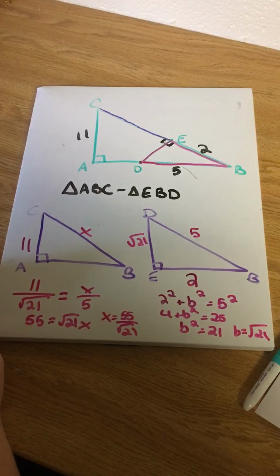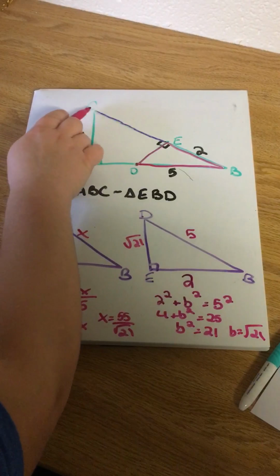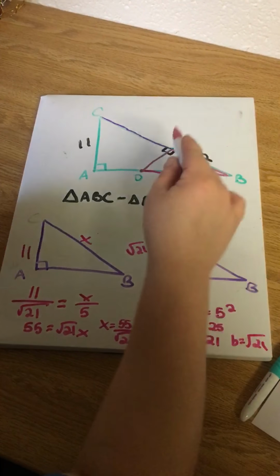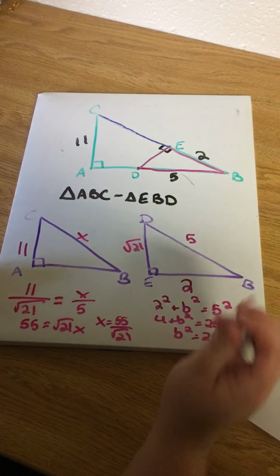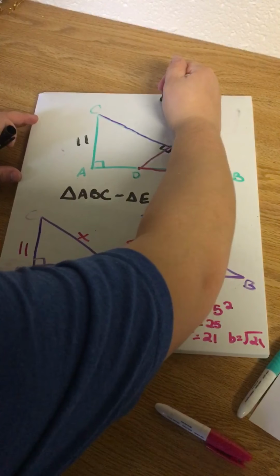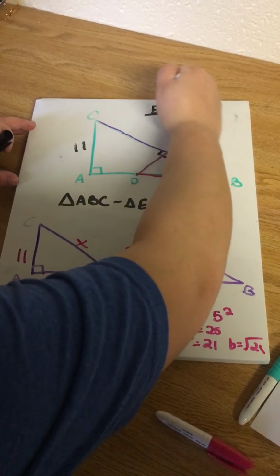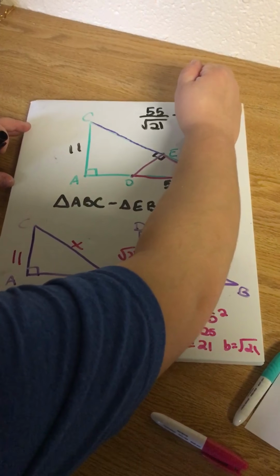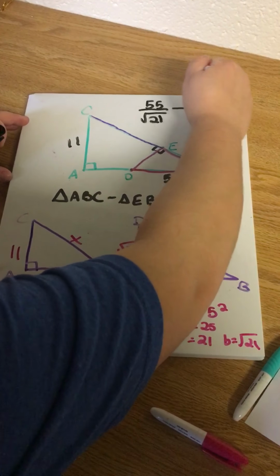However, that's not your final answer because that's the line CB as a whole. And we know that EB is 2, and we're just trying to find CE. So in order to get your final answer, you'll subtract 2. So your final answer is 55 over root 21 minus 2.